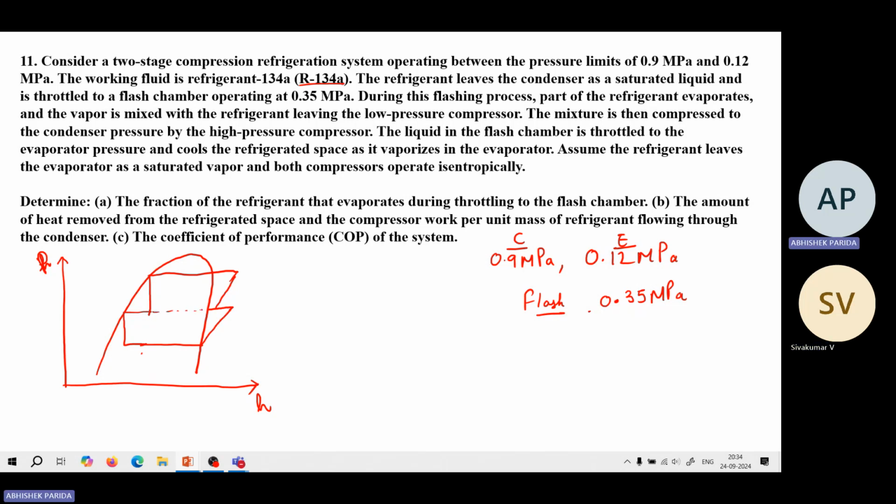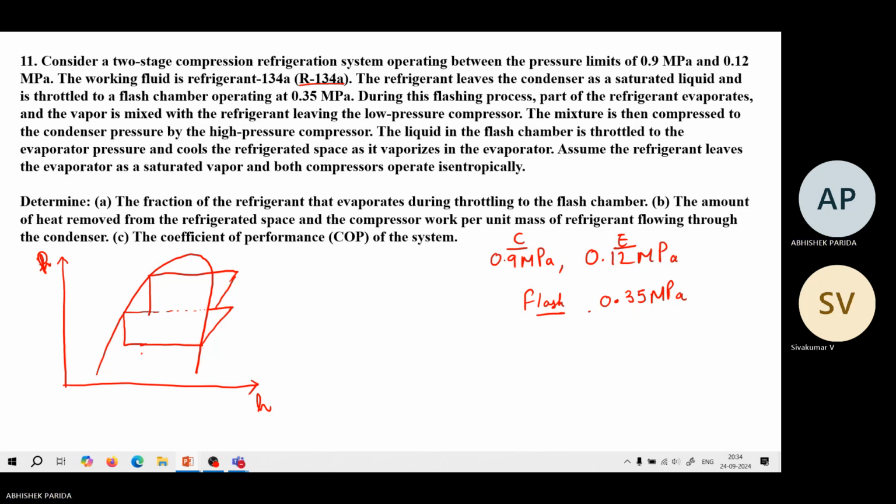Mostly why this is done: whenever we go for compression, the focus is always to reduce the size of the compressor. When we are compressing the fluid, if there is no two-stage compression, all the gases will be handled between these two pressure ranges, and this whole volume has to be compressed from 0.1 to 0.9. Just imagine the size of the compressor you will need.